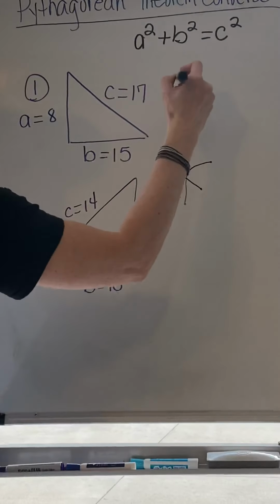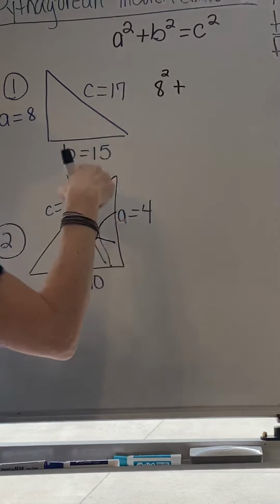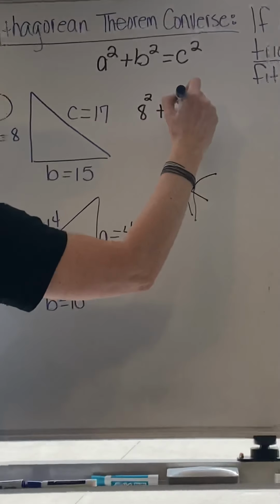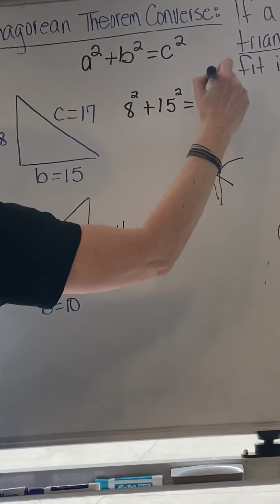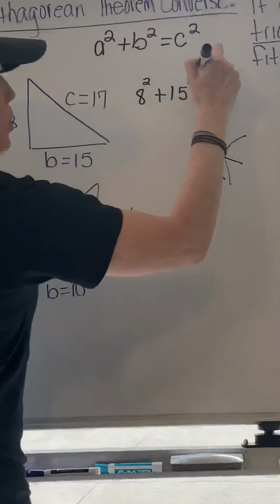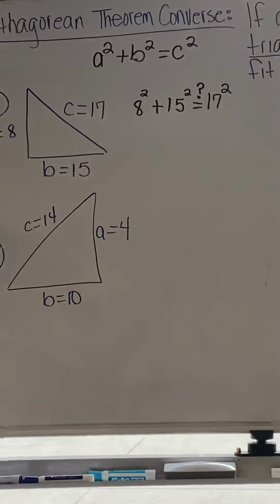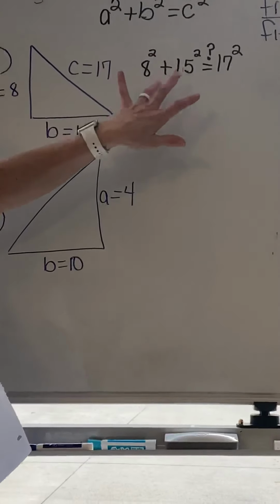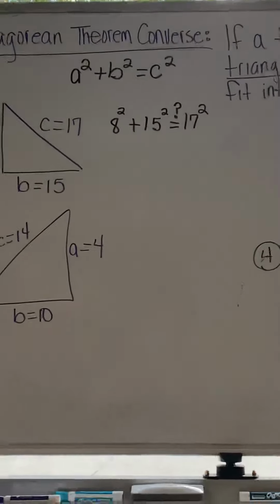So 8 is going to go in for a, so that's going to be 8 squared, and 15 is going to go in for b, so that's going to be 15 squared, and 17 is going to go in for c, and that's going to be 17 squared. Now I'm going to put a question mark right here, because what I'm actually trying to see is, does 8 squared and 15 squared, when you add them together, does that actually equal 17 squared?